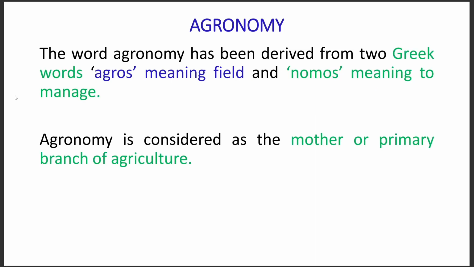So first of all, we are starting the basic principles of agronomy in this lecture. The word agronomy has been derived from two Greek words. One is agros, that means field, and the other one is nomos, that means management. So these are Greek words, and agronomy is the main or primary branch of agriculture.